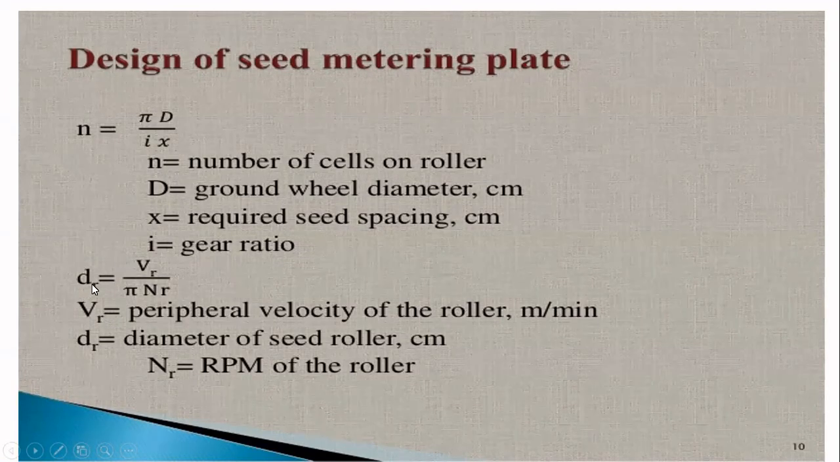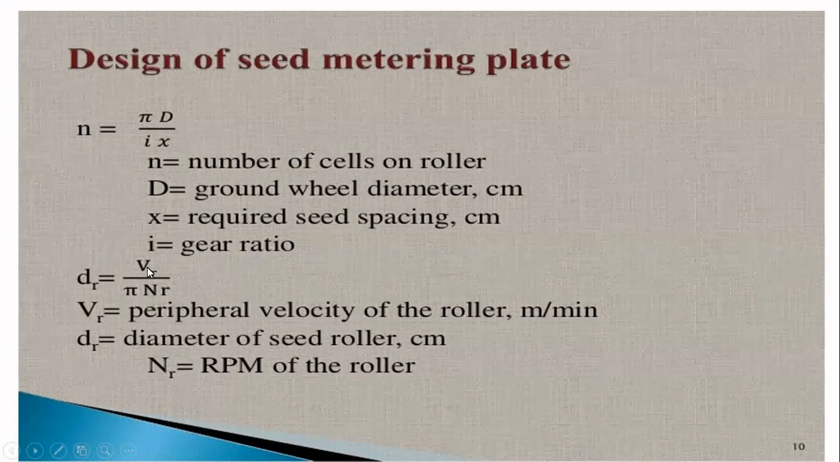Here, D_r is equal to V_r over pi into N_r. So D_r is the diameter of the seed roller. Now the question: the seed device has a seed plate. What is the diameter of the seed plate? That is the D_r.